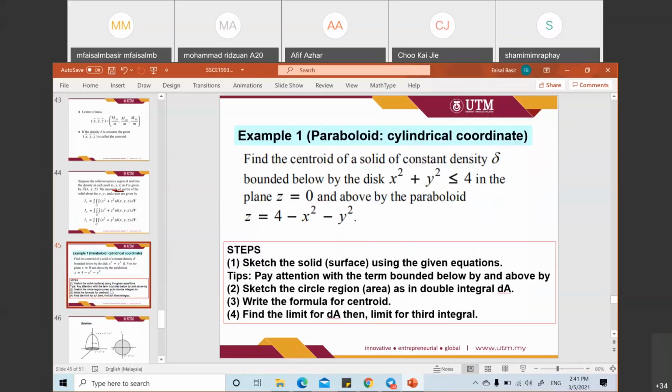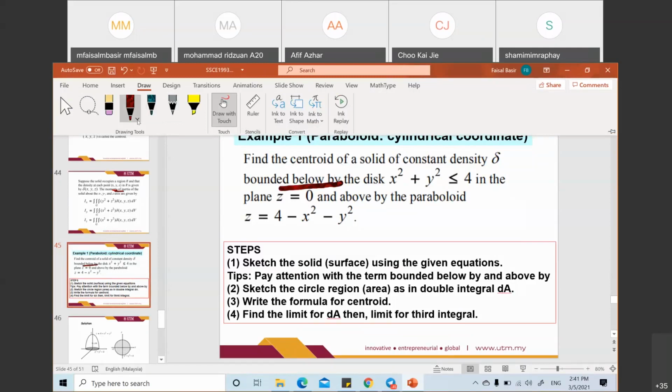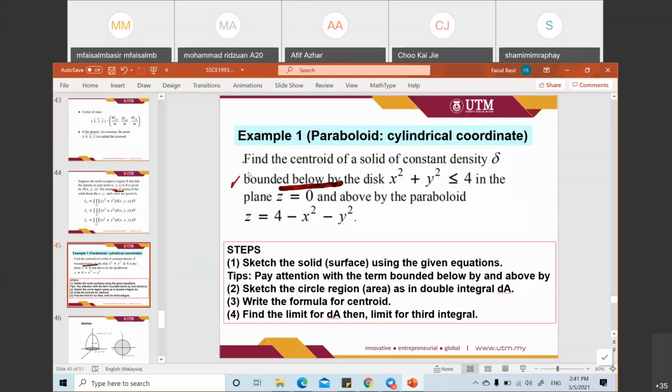Okay. Here we see some examples. This is a cylinder and this is a parabola, so we call it a paraboloid cylinder. Find the centroid of the solid of density delta bounded below by the disk in the plane z equals 0, and above by z equals 4 minus x squared minus y squared. Bounded below by means above the disk, and bounded above by means below the paraboloid.